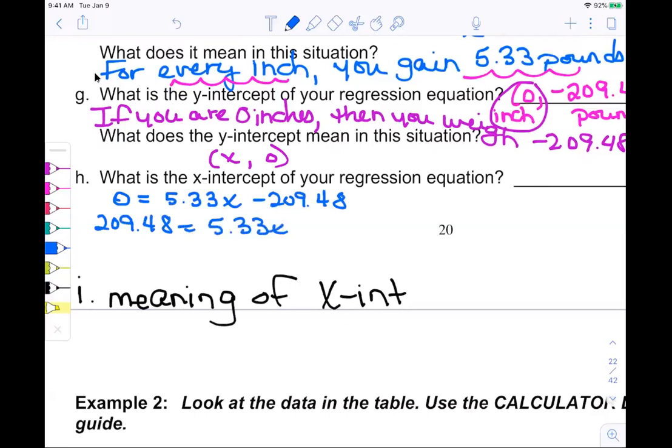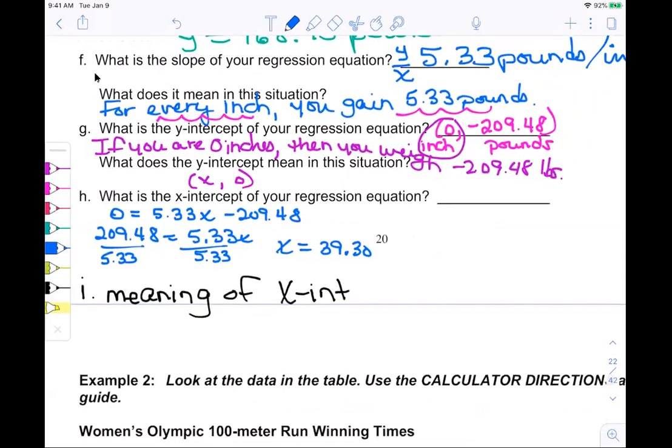So I need to find x because it's an x-intercept. We have to get x by itself. I've got to divide by 0.53 or 5.33. And then we get an x value of 39.30. Remember, an x-intercept is an ordered pair. And this represents inches versus pounds.